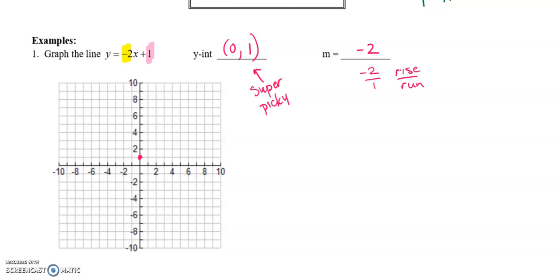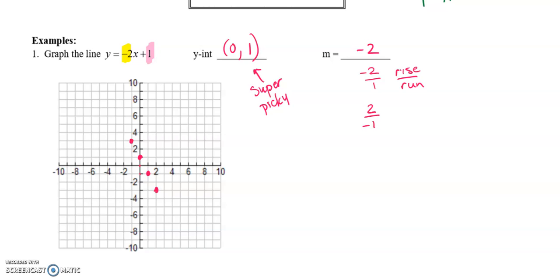So from this y-intercept point, I'm going to rise negative 2. That means I'm going to go down 2, 1, 2. And then I'm going to run a positive 1, so that is 1 to the right. Or I could think of this as 2 over negative 1 if I want. And from the y-intercept, I could rise 2, 1, 2, and go to the left a negative 1.